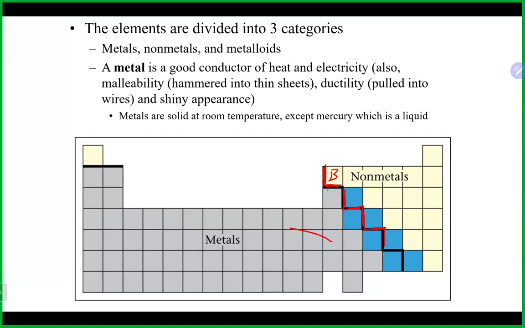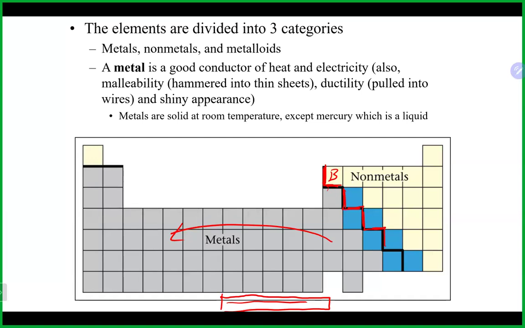So to the left, and not on this picture, but also the 2 rows there on the bottom as well, those guys are metals. And metals are good conductors of heat and electricity. They can be hammered into thin sheets. They could be pulled into wires. They typically will have a very shiny sort of appearance.